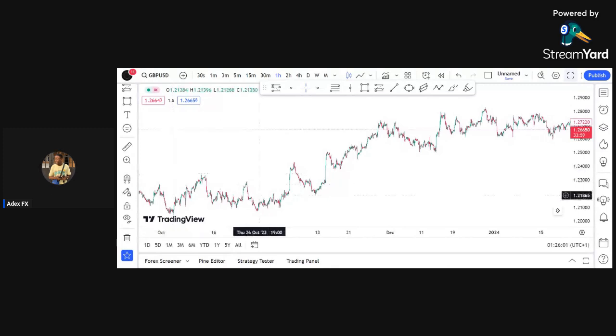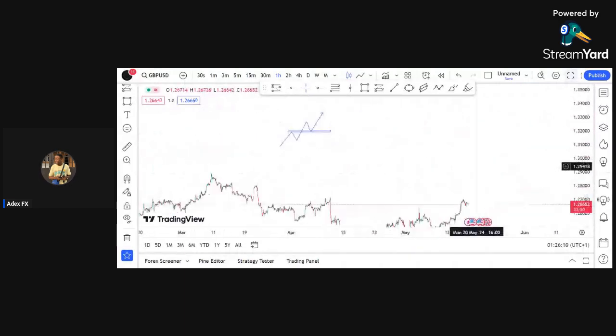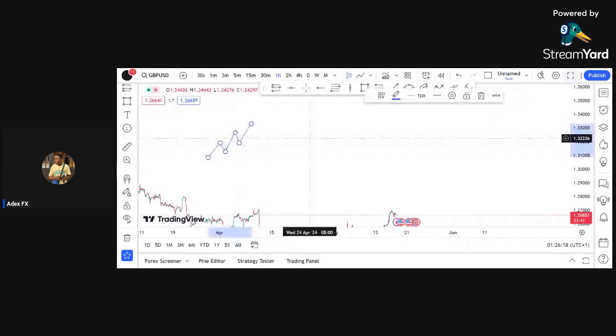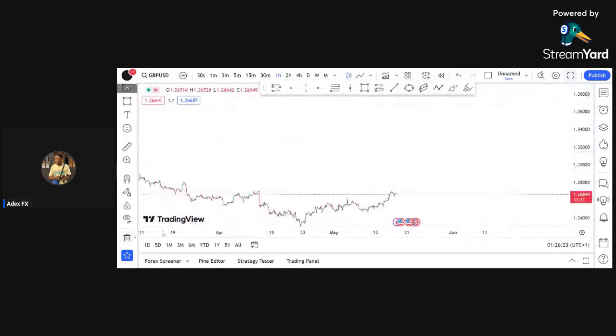So let's just end this. You already understand what I mean by psychological zone, or you can also call it support and resistance zone. So let me just delete this. We have a clean chart now. We already talked about the psychological zone too. So let's end the class there.